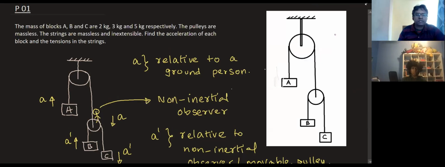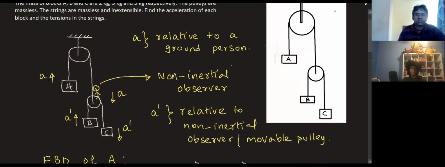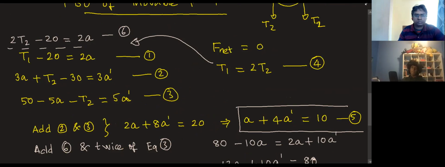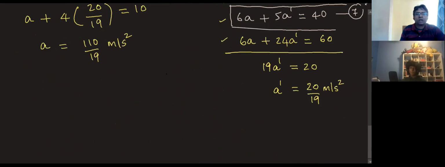Now if you go back, what are we saying here in this diagram? The acceleration of A, we got a positive number. So that means the acceleration of A is this 110 by 19 meter per second square. So this is the acceleration of A. So we are done with acceleration of A.